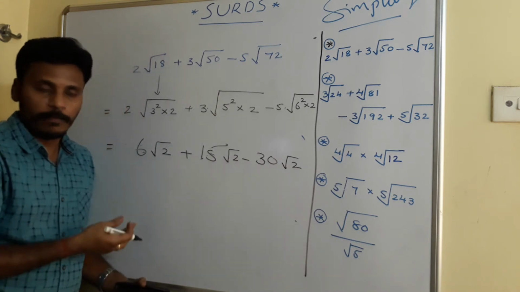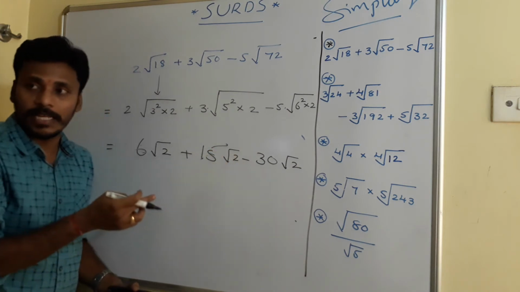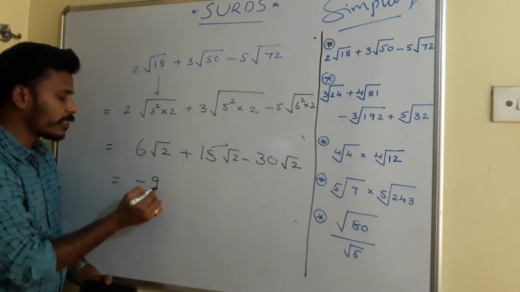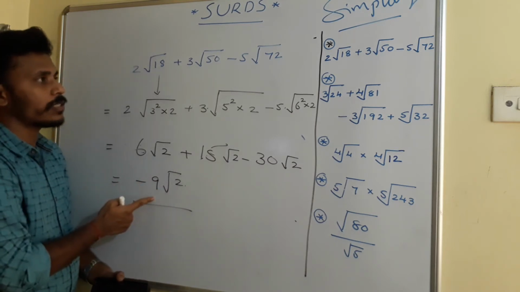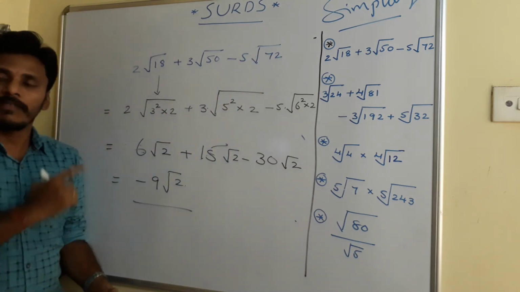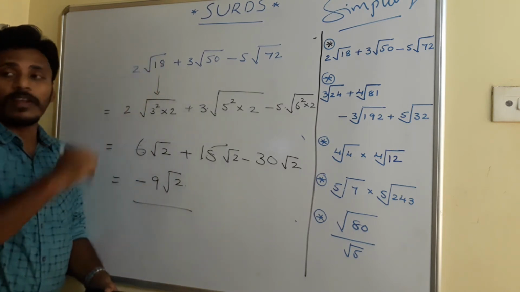You need to simplify. This 6 plus 15 is 21. 21 minus 30 is minus 9 and your answer at the end is minus 9 root 2. And this is the simplified answer for that given problem. For the addition of surds, this is your answer. Just have a look once again. The problem is given like this.